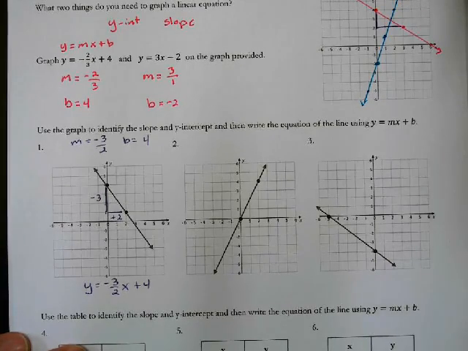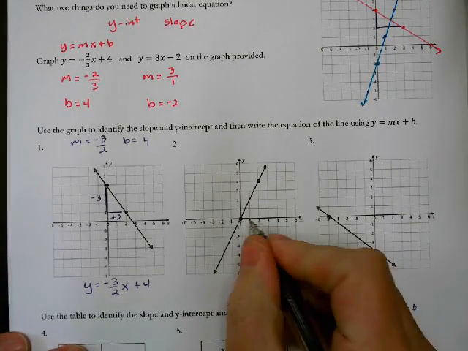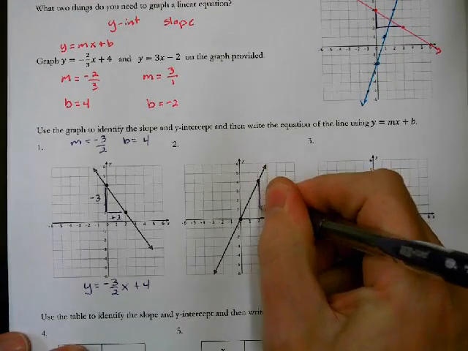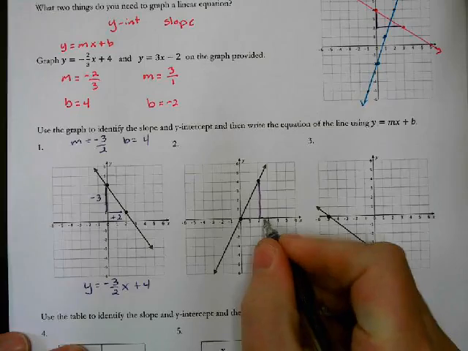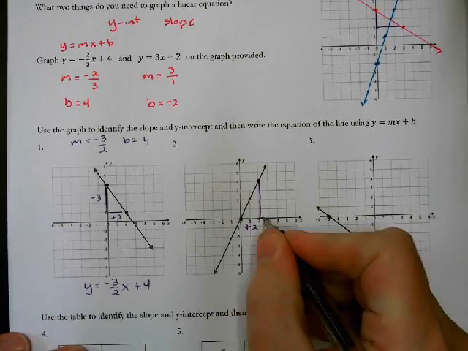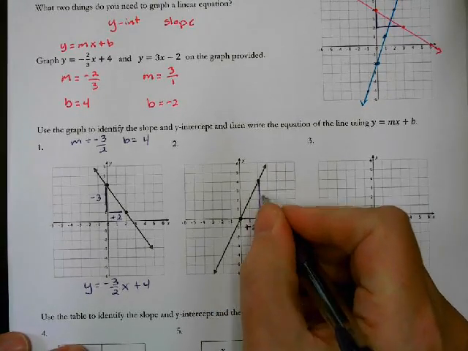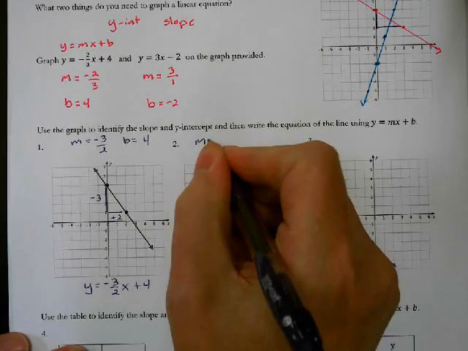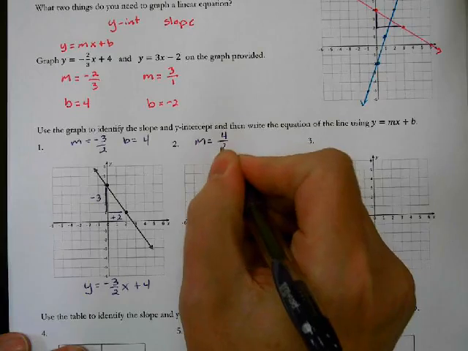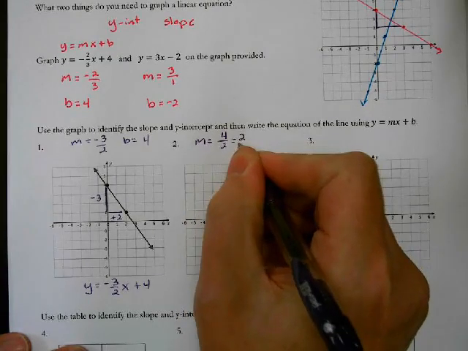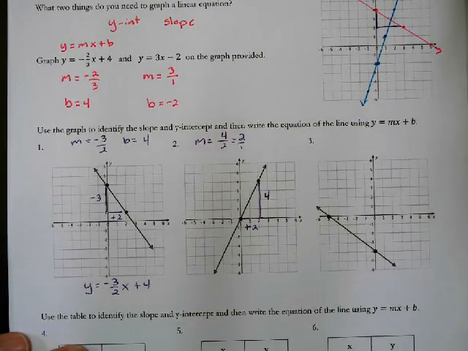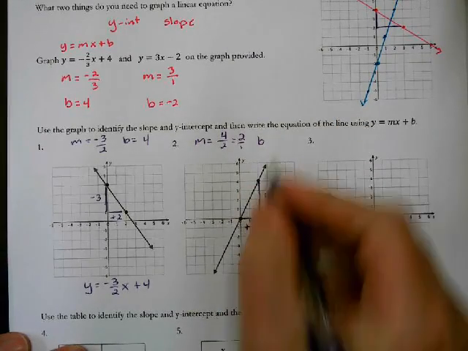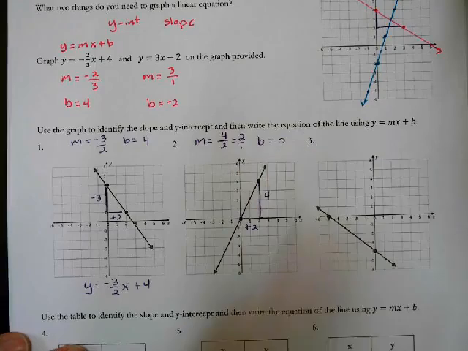Next one. Let's go ahead and find our slope first. Looks like I'm going right 2 and up 1, 2, 3, 4. So it looks like my slope is 4 over 2, which reduces to 2 over 1, or just 2. And then my y-intercept, it goes through the origin, so the y-intercept is 0.